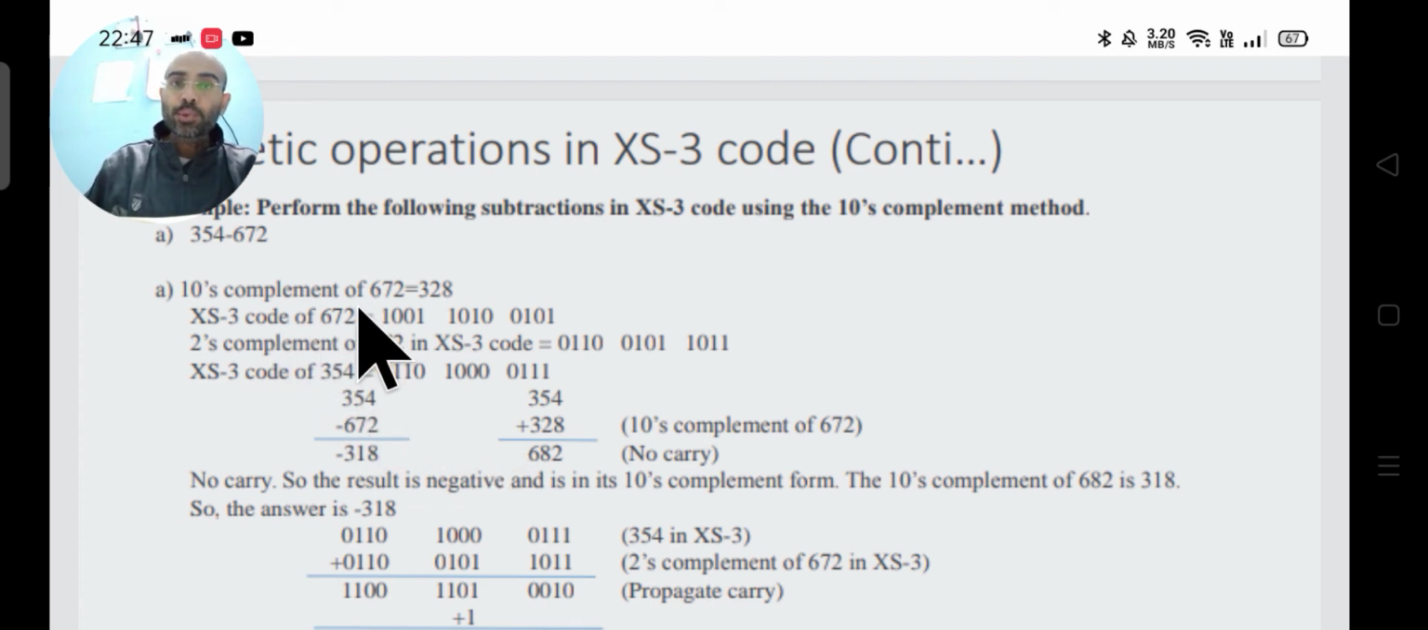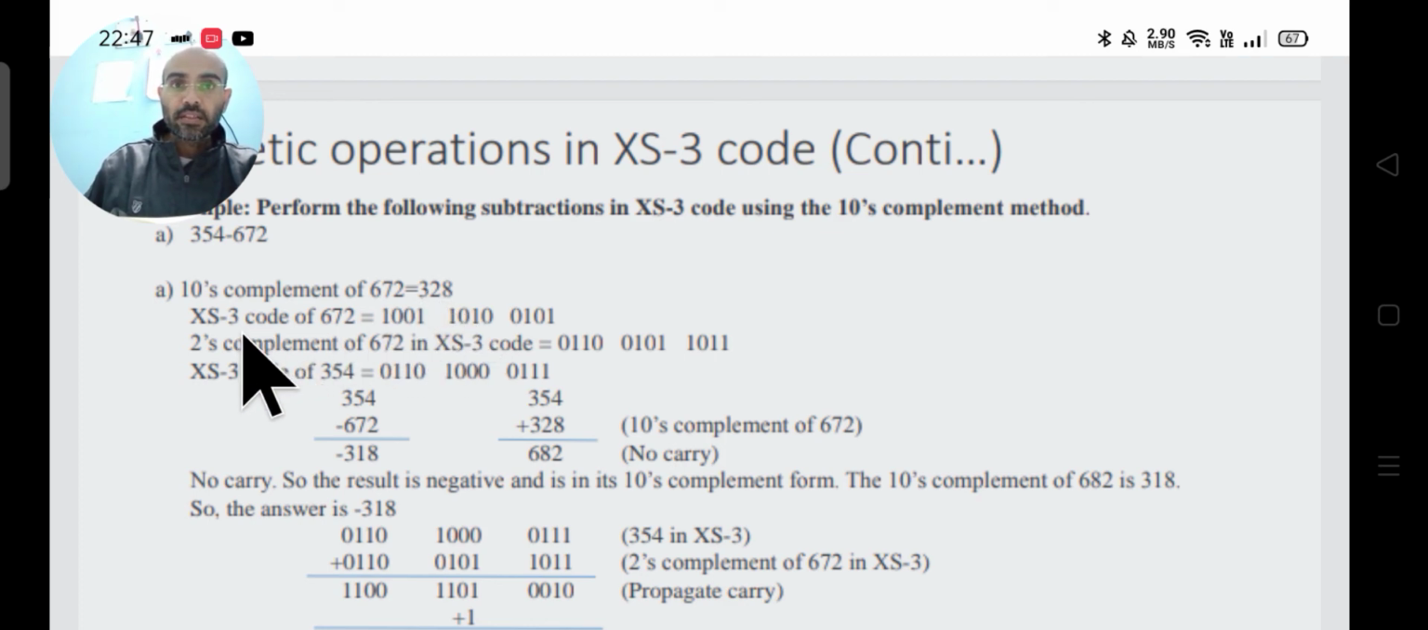So if you want to do this subtraction of this number using the tens complement method, then we have to take the tens complement of the lower number, which has to be subtracted. So the tens complement of 672 we will take, and which is coming as 328. It is easy to take the tens complement. To take the tens complement, you have to subtract each of these digits from 9, whereas the last digit is to be subtracted from 10. Now this is the tens complement of the number.